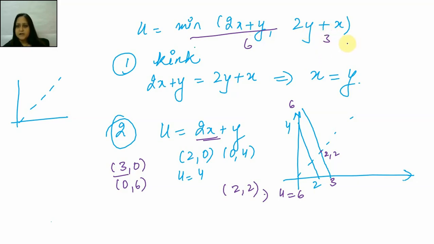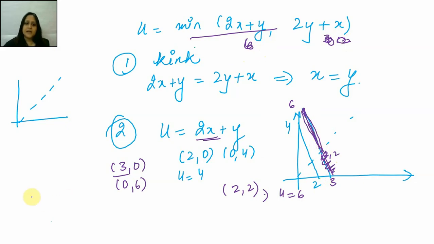So इससे मेरी यूटिलिटी क्या आ रही है? 3. इसका मतलब ये वाला पॉइंट नहीं हो सकता. So 3, 0 can't be part of my IC. 0, 6. 2 into 0 is 0. 0 plus 6 is 6. 2 into 6 is 12. 12 plus 0 is 12. Which is why now my minimum is 6, which means that these points are going to lie on the same IC. So this point will not lie on the same IC, but 0, 6 will lie on the same IC.